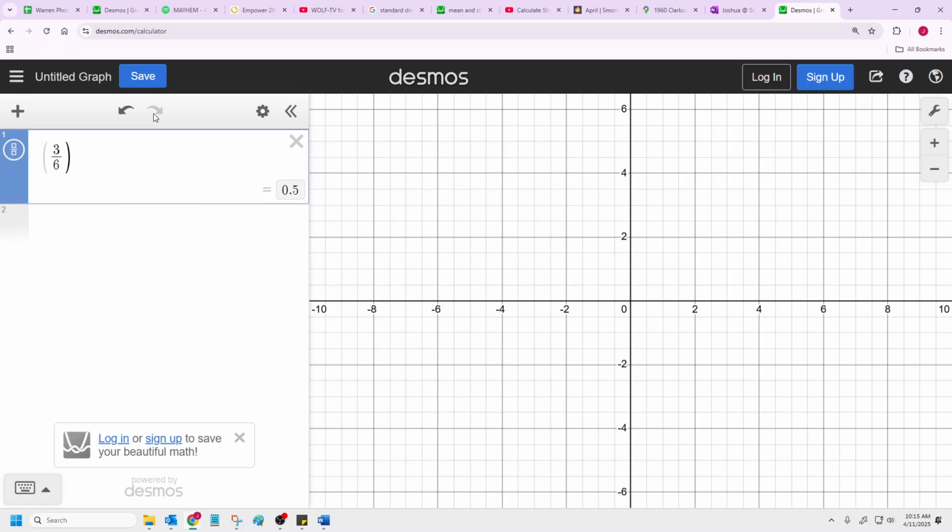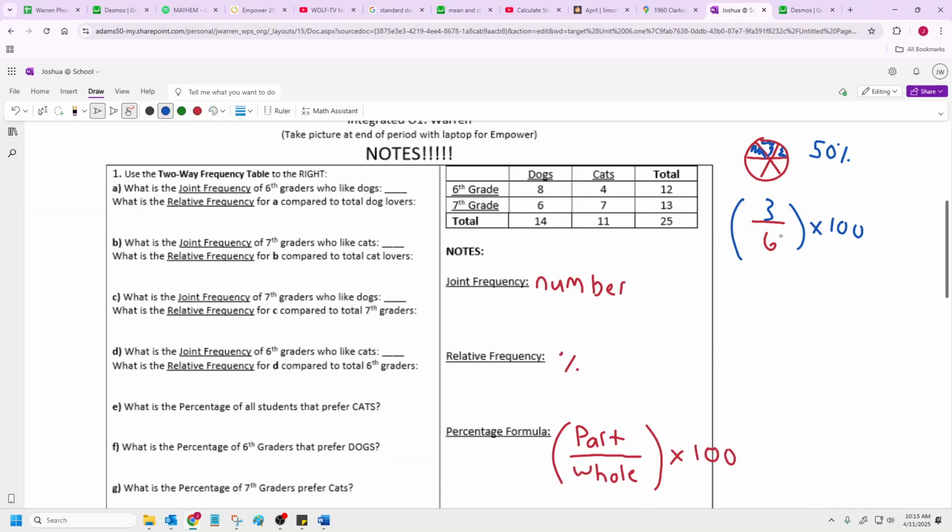Remember, visually, we saw that Mr. Warren ate half that pizza. But the math works out, check it out, y'all, 50. When you multiply by 100, you end up with 50%. So when you do this work, you're going to end up with writing it like this. 50%. You have to have the percent or it's not a percent, it's just a number. Joint frequency will always be a number. Relative frequency is always going to be a percent.